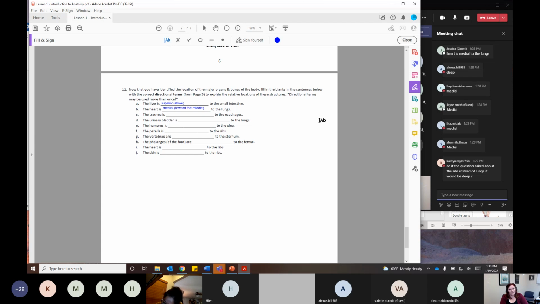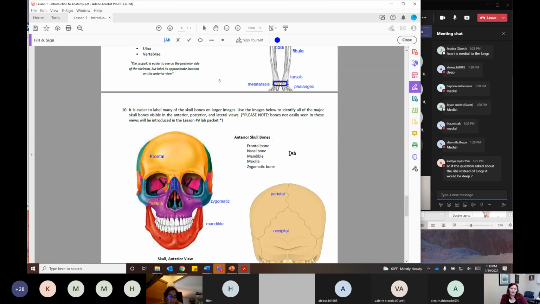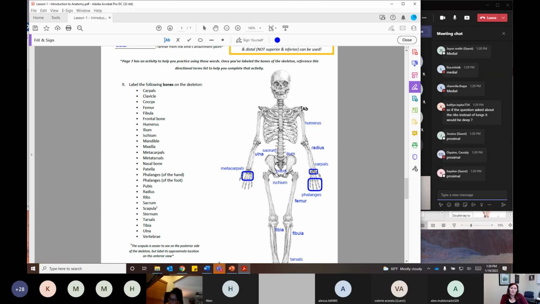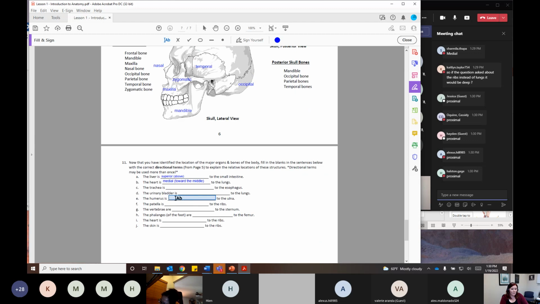All right, we've done a bunch with organs. Let's move to bones. The first bone one is the humerus is blank to the ulna. Here's the humerus, here's the ulna. Both of these are on an arm, so my only options are proximal and distal. The humerus is closer to the shoulder than the ulna is. The humerus is proximal to the ulna.